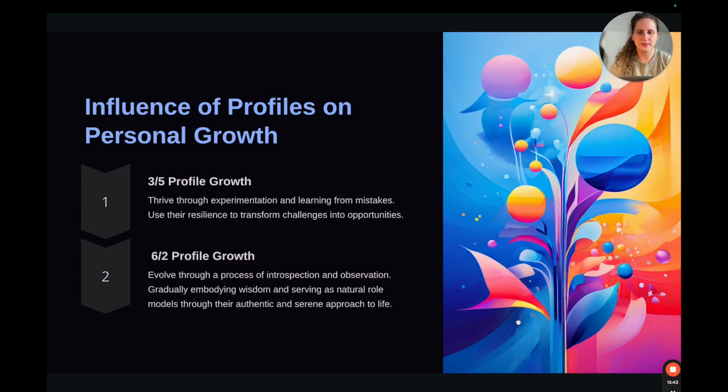The 6-2 profile evolves through the process of introspection and observation, gradually embodying wisdom and serving as a natural role model through their authentic and serene approach to life. So this person is going to be very true to themselves. There's no filter when you're talking to them. Not so much that they're filtering their words, but you get exactly what you see with them. But they're very chill about it. They have a very calm, peaceful energy about them.